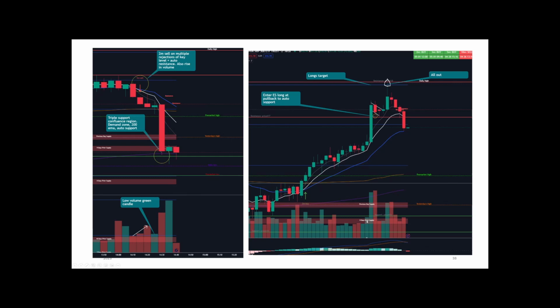If you look at the volume, from this candle to this candle, we have essentially tripled in volume.